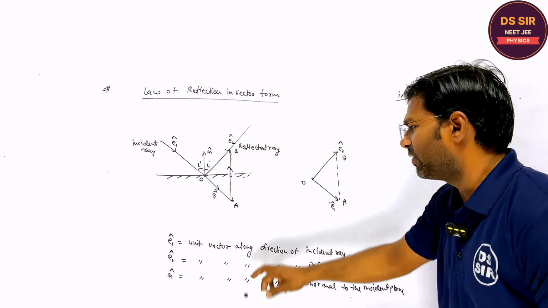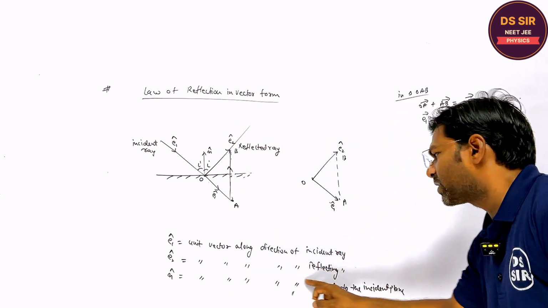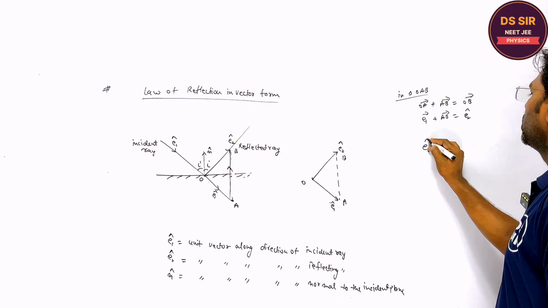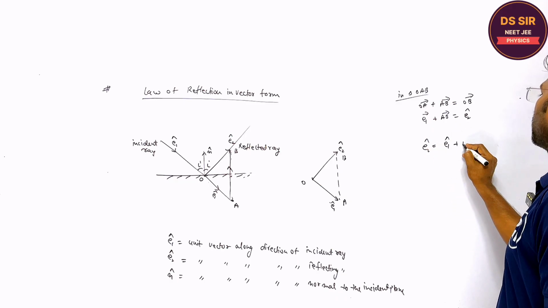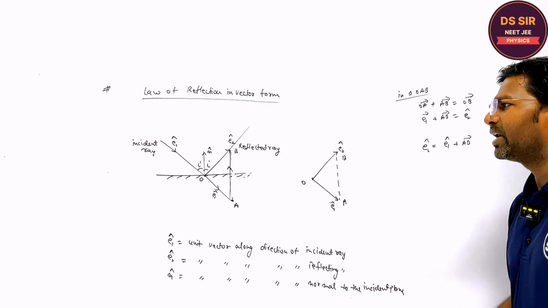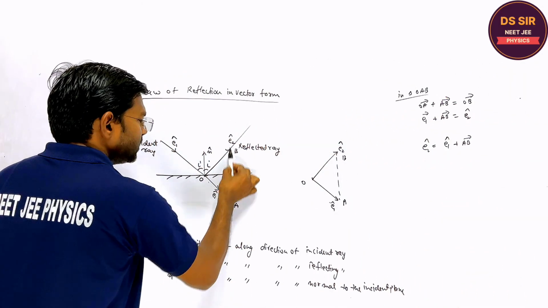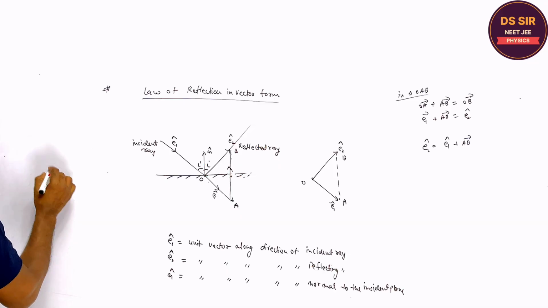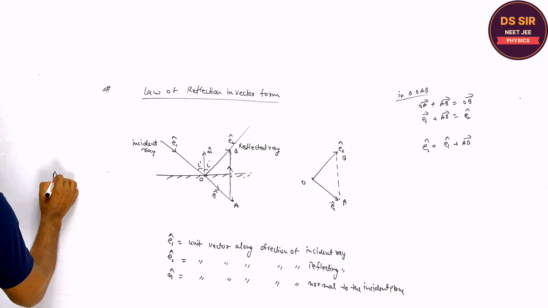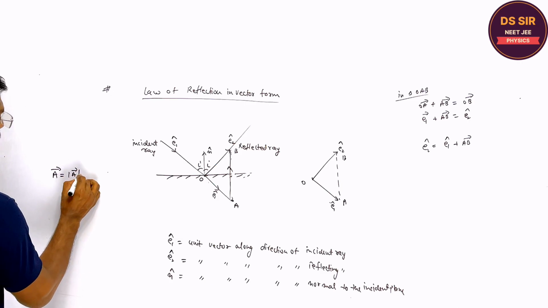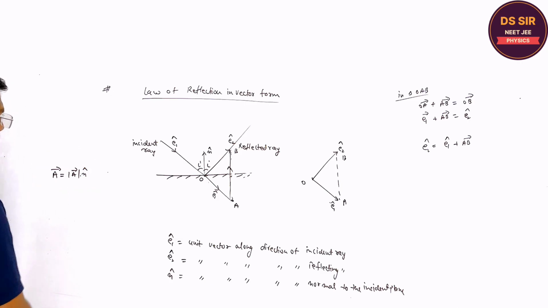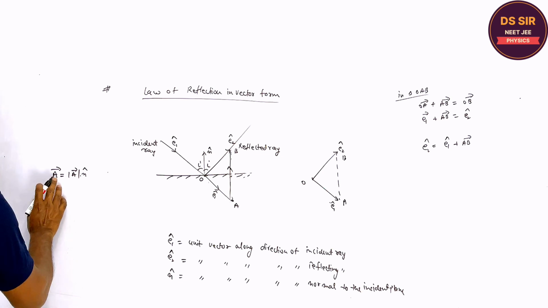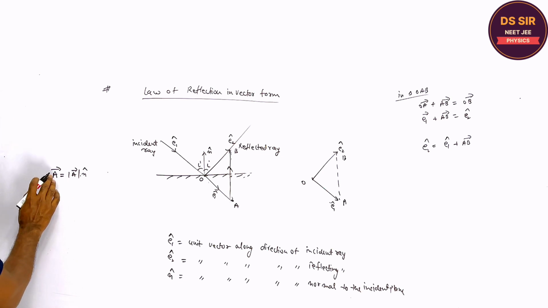This is the unit vector along the reflected ray. So E2 vector is equal to E1 vector plus AB vector. The basic thing is that we have to find this AB vector. Are you getting? Listen one thing. If any vector you want to write, suppose this is the vector A, it is nothing but equal to the magnitude of the vector A into the unit vector in this direction, right? This is the way of writing a vector.